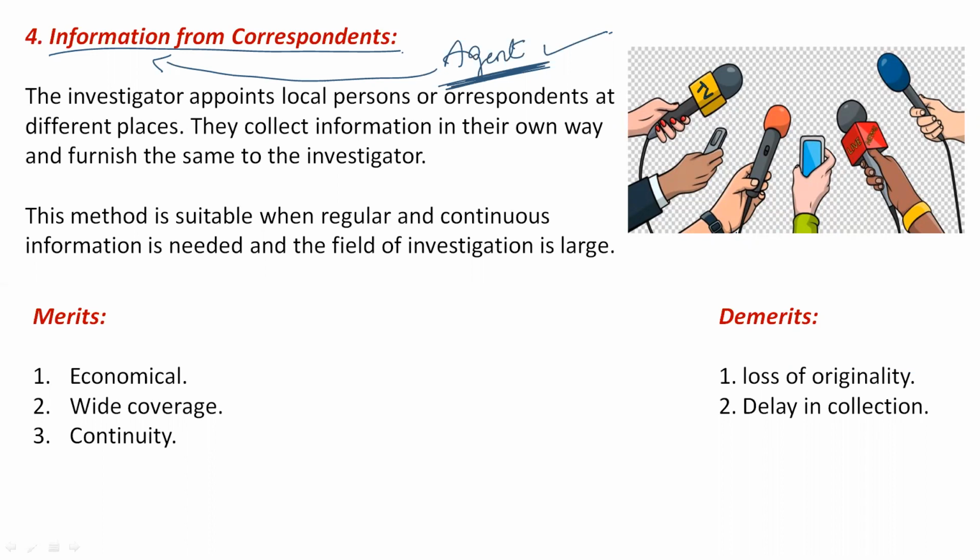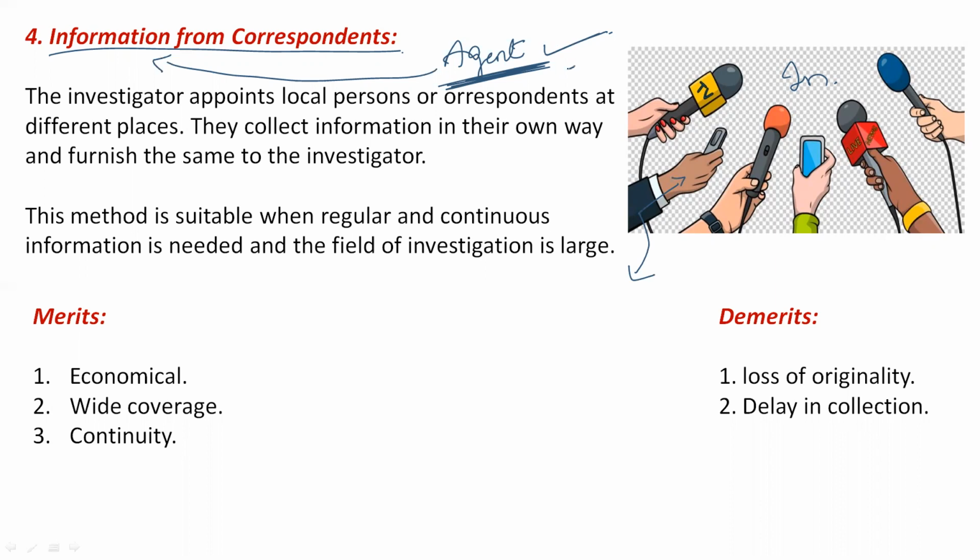If a news channel can appoint a lot of agents, a lot of journalists who are continuously involved in collecting the data from various sources. They are like an agent collecting data from an informant, and then providing it to the media house, the main investigator. Here the person is appointed to act on behalf of the investigator.